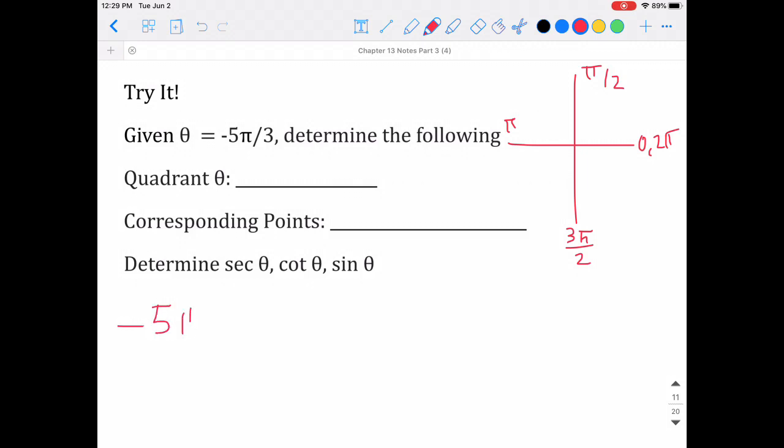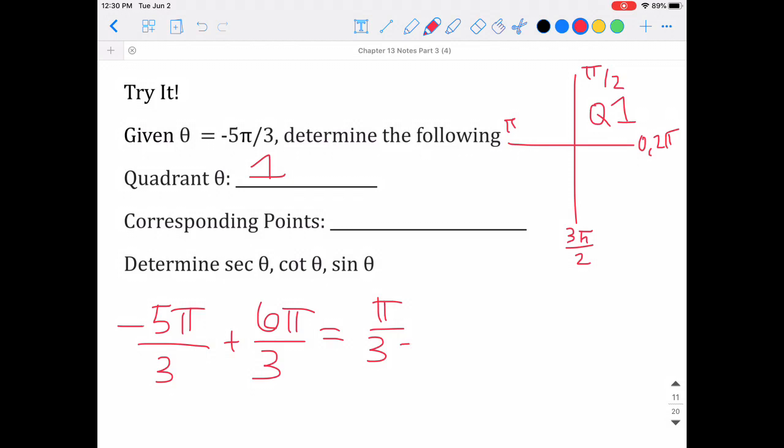-5 pi over 3 is difficult to work with, so we're going to find a positive coterminal angle by adding 2 pi. So I'm going to add 6 pi over 3, so we have a common denominator, and we're left with pi over 3 as our reference angle. Pi over 3 lands in quadrant 1.